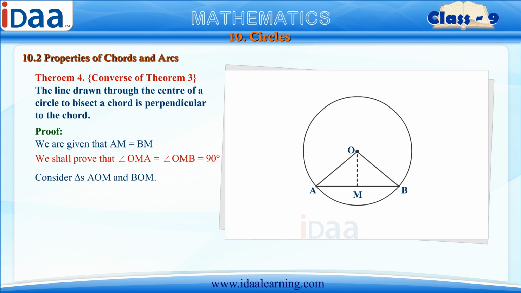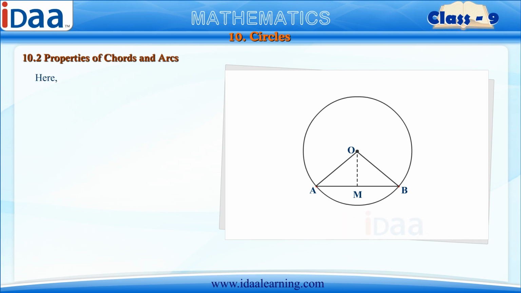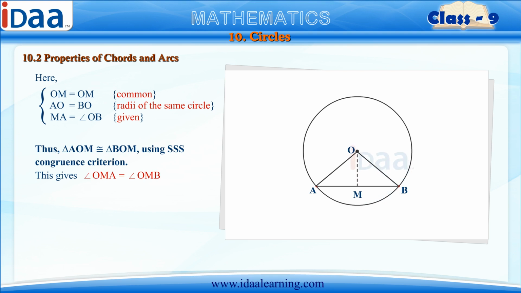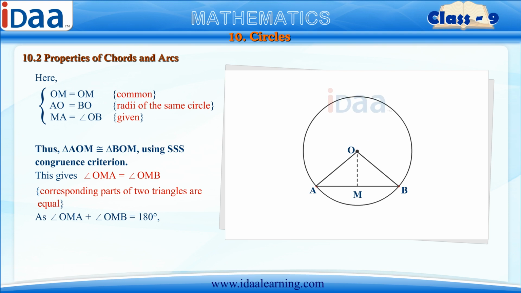Consider triangles AOM and BOM. These two triangles are congruent using SSS congruence criterion. This gives angle OMA is equal to angle OMB. Since these two angles are supplementary, each is a right angle. Thus the result is proved.